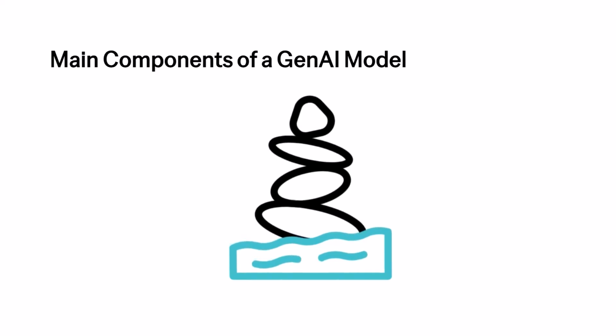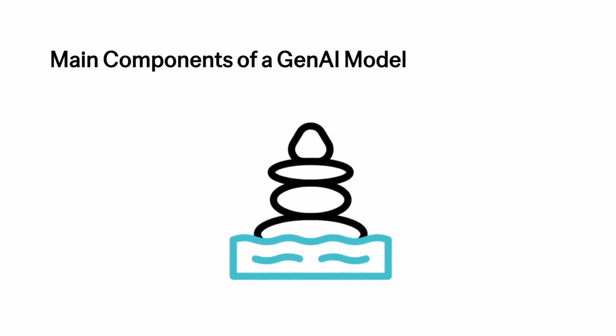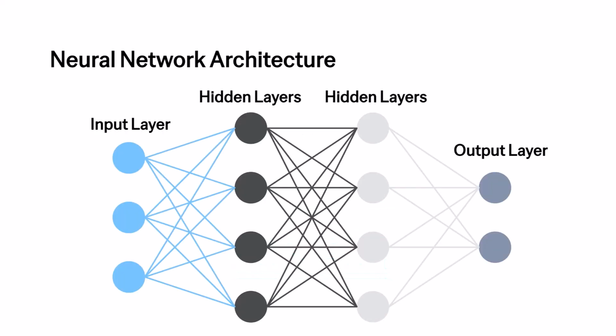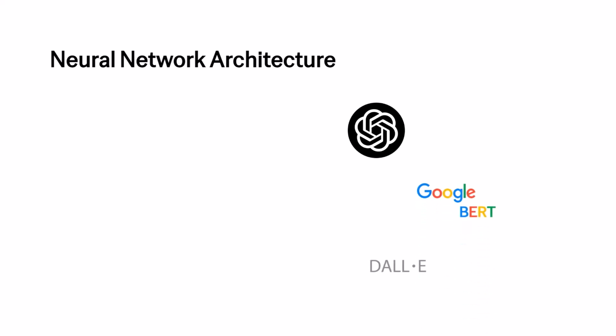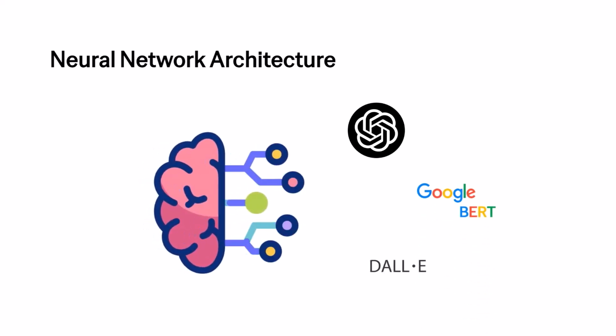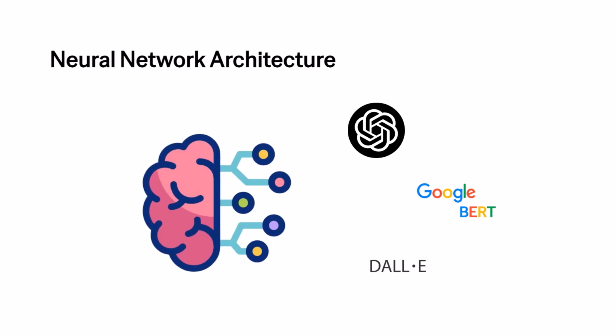GenAI models are built from several core components that work together to generate outputs. At the heart of GenAI models is a neural network architecture, often based on deep learning. For example, models like GPT, BERT, DALL-E are based on the transformer architecture, which uses layers of neurons to process and transform data into meaningful outputs. These layers mimic the neural activity in the human brain, processing input data in a way that allows the model to capture complex patterns and relationships.